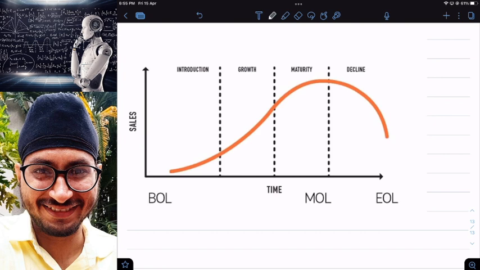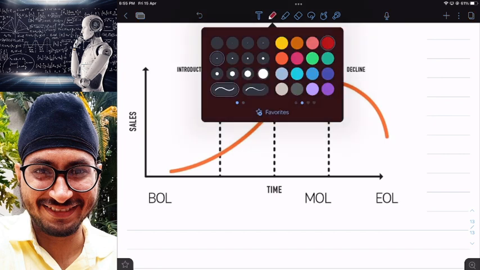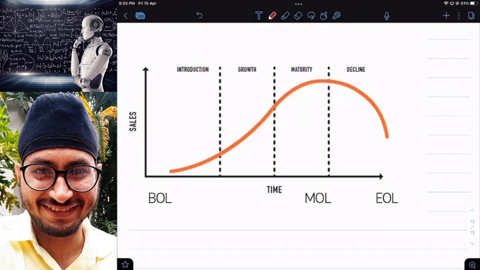Now tell me, when a company enters into the market with a new product, it will always start with which phase? Introduction phase. So in introduction, do people know? Clear? In introduction, very less people know about the product.